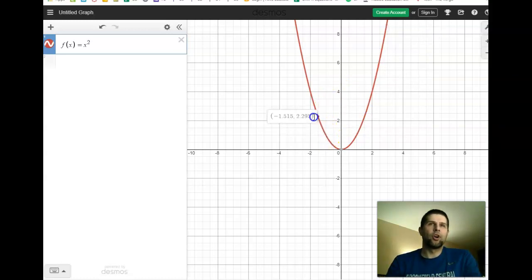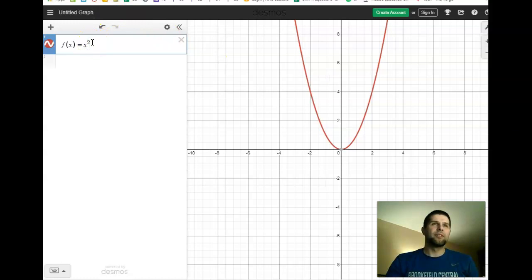If we were to look at the left side of the graph, or as x got really small, the function also increased. So we would say that this function is increasing as x gets really big, and also as x gets small, the function is increasing. It's getting bigger and bigger.